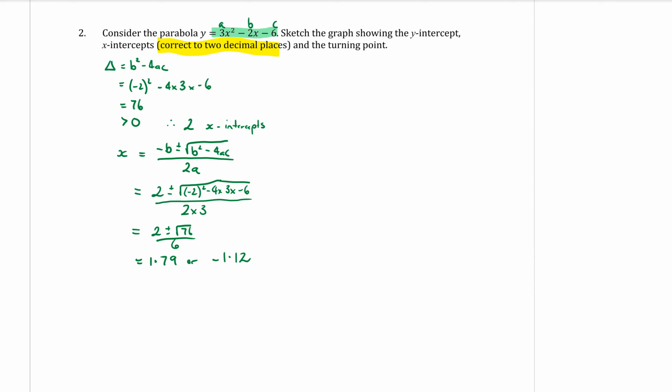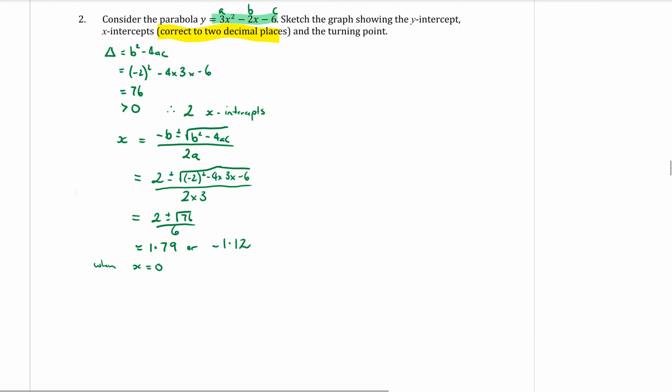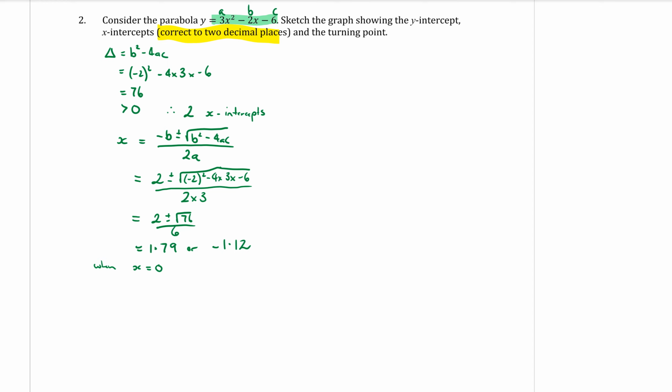We now want to also find the y-intercept, which will be when x equals 0. This is always the easier one to do. So subbing x equals 0 into that equation, remember that means that anywhere that there is an x is just going to become 0. So you can write down 3 times 0 squared minus 2 times 0 minus 6. But really, you know that these are just going to do nothing. And you're just going to get that y is equal to minus 6. We've found the intercepts. The last thing that we need to find is our turning point.